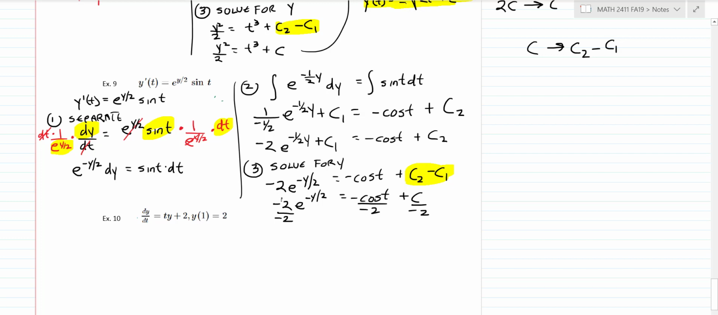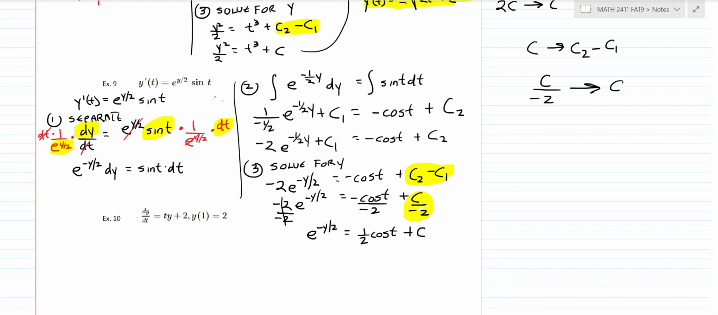Okay. So what I end up getting is e to the negative y over 2 equals, and let's see, I'll write this as 1/2 cosine t. Okay, now look at this thing right here. See, I'm doing an arithmetic operation again. So you can have that c over negative 2, and you just absorb it into one constant. If it's an arithmetic operation, you can just absorb it into 1c like that.